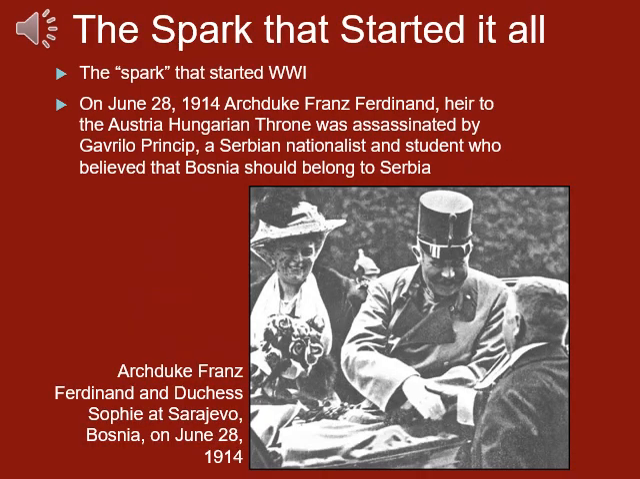The spark that started World War I was the assassination of Archduke Franz Ferdinand, heir to the Austro-Hungarian throne, who was assassinated by a Serbian nationalist, Gavrilo Princip, a student who believed that Bosnia should belong to Serbia. Here in the picture, Archduke Franz Ferdinand with his wife, the Duchess Sophie, at Sarajevo in Bosnia, June 28, 1914, the day of the assassination.